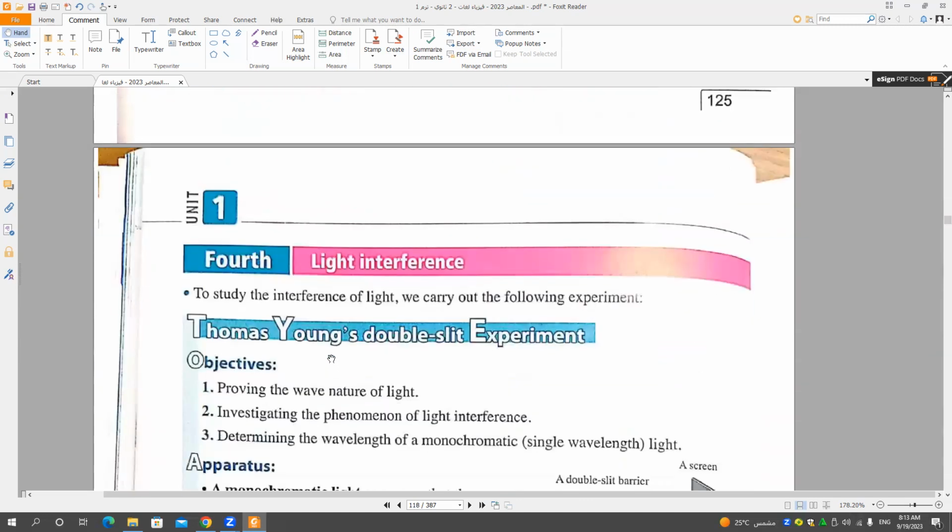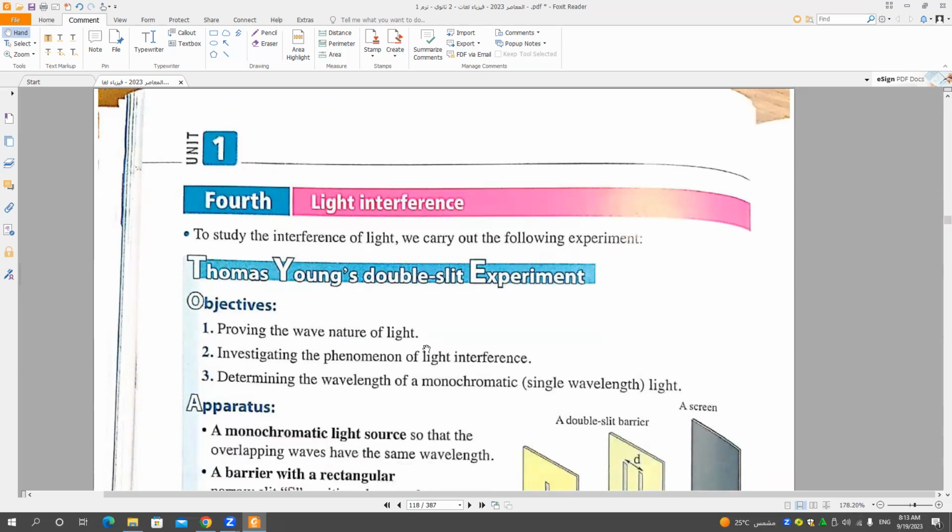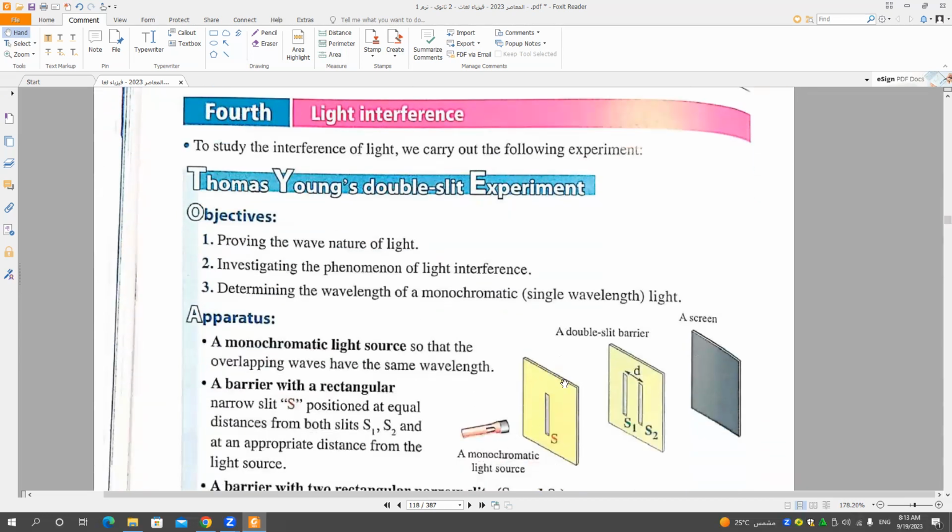Light interference. We have an experiment here, Thomas Young's double slit experiment. We have a light source, a single slit barrier and a double slit barrier. A piece of carton or opaque material has a rectangular slit, and the other barrier has a double slit with rectangular shape. And this screen receives the pattern of light.